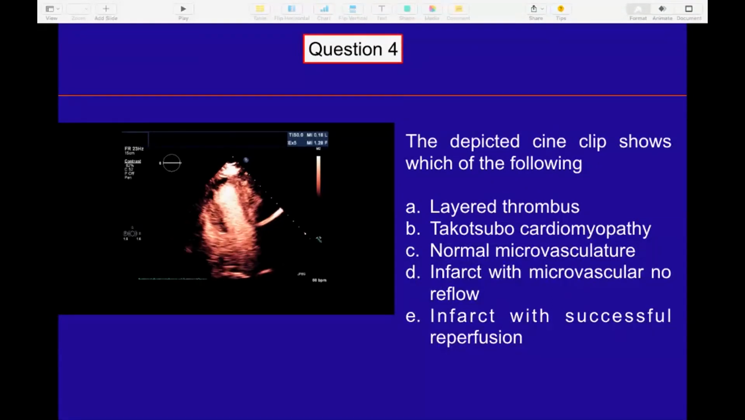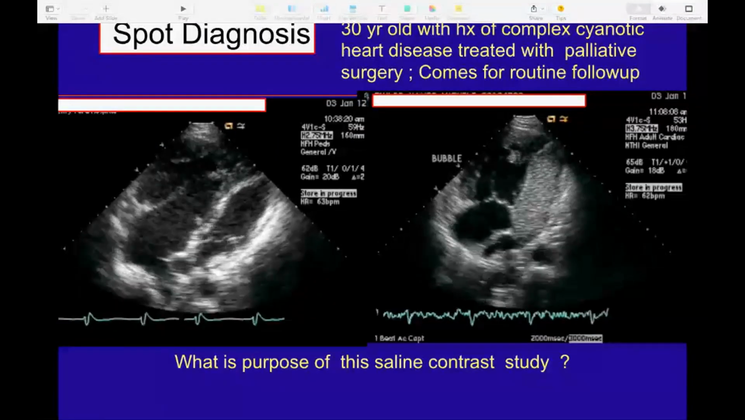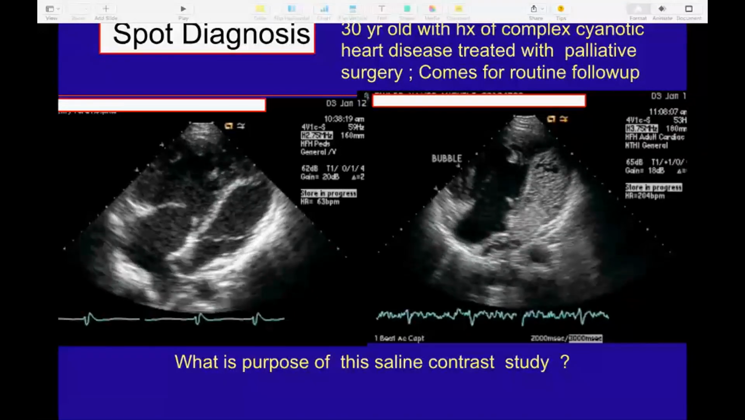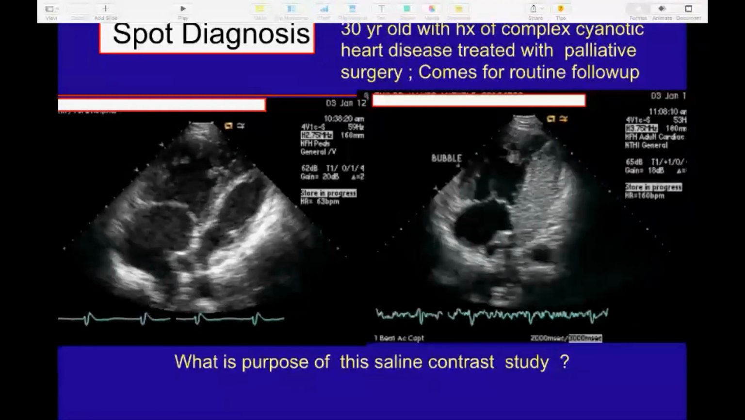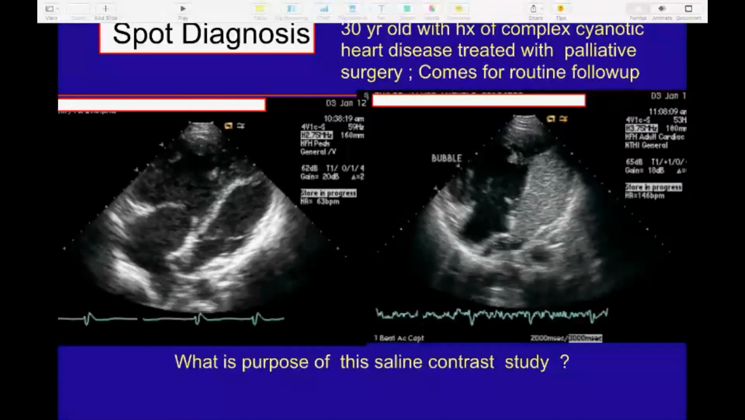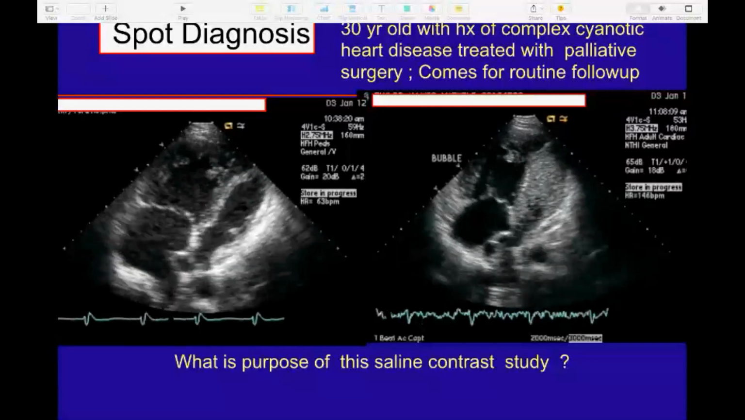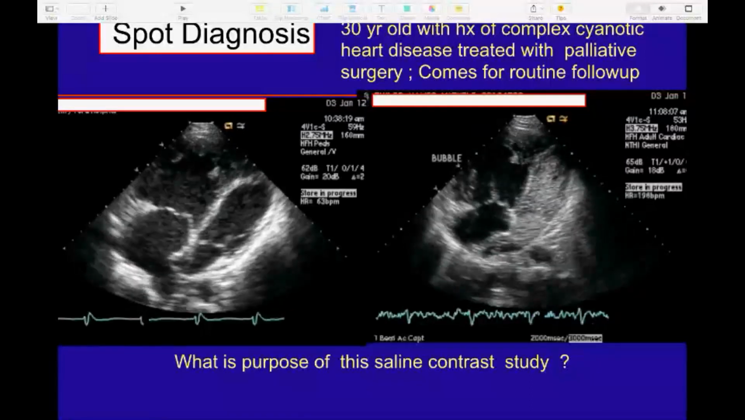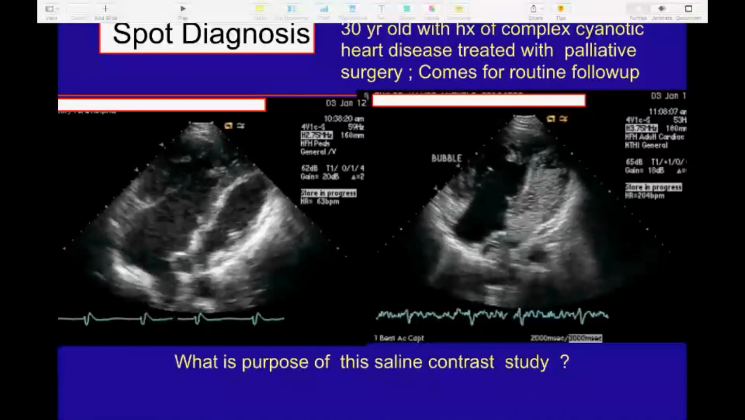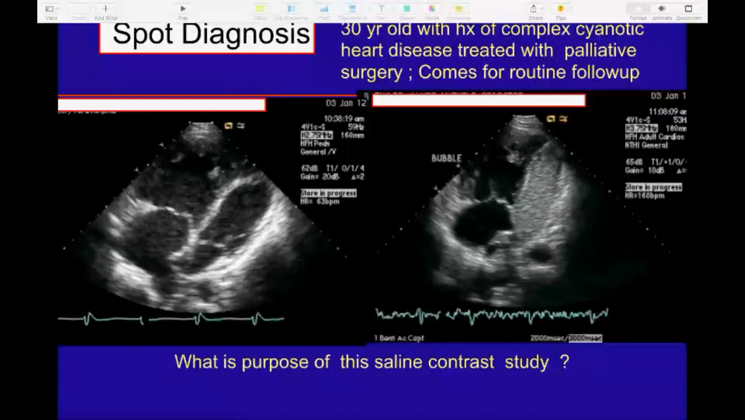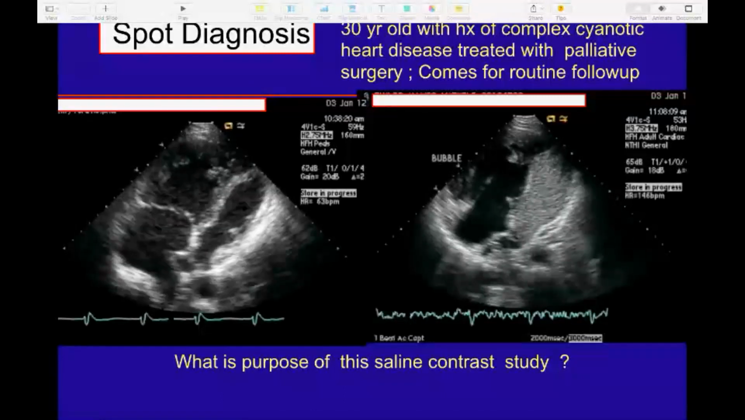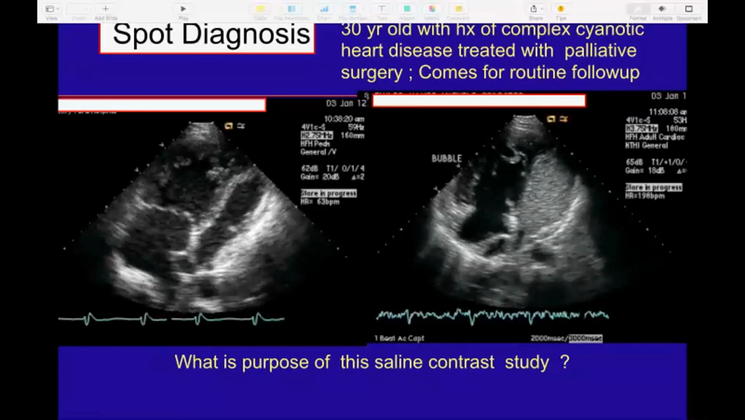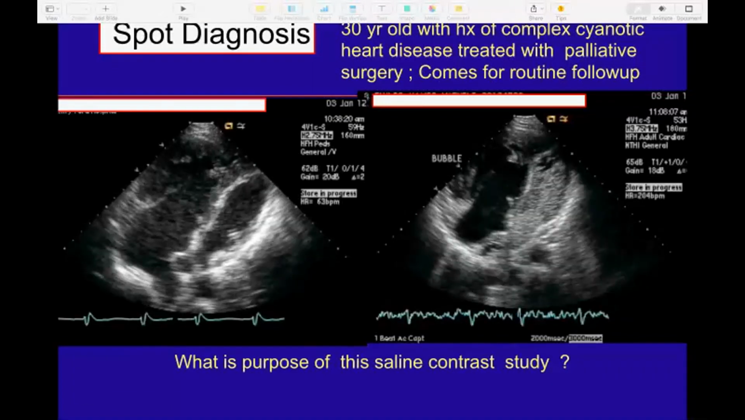Okay, and then the final, for those who like a challenge, is a spot diagnosis for a 30-year-old with a history of complex cyanotic congenital heart disease treated with palliative surgery, who comes into clinic for routine follow-up. He undergoes an echocardiogram and a saline contrast study. So the question really would be, what is the purpose of the saline contrast study? The goal would be to come up with a possible diagnosis so that we know the purpose of the saline contrast study. We're going to revisit all these questions and we can discuss it, and I'm happy to use the chat function later on.